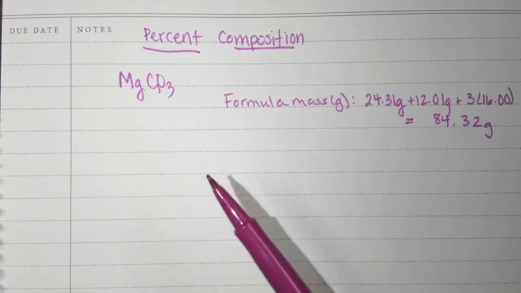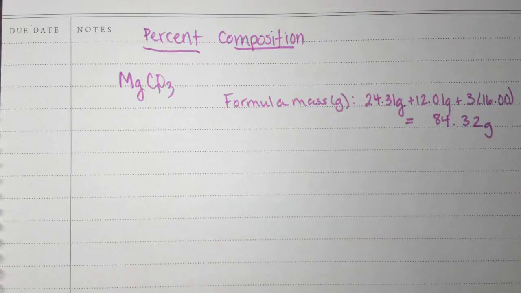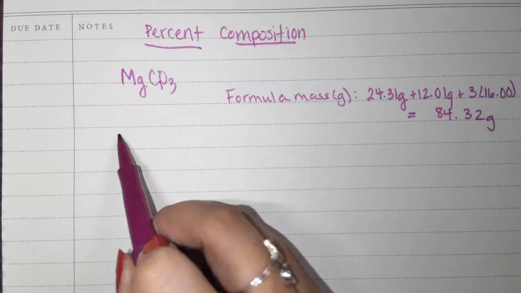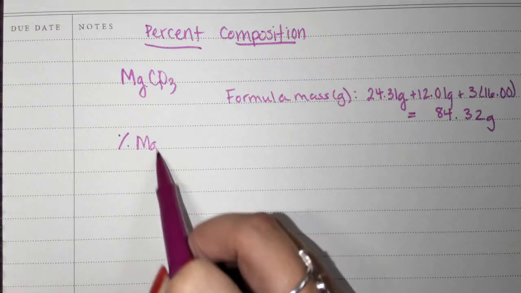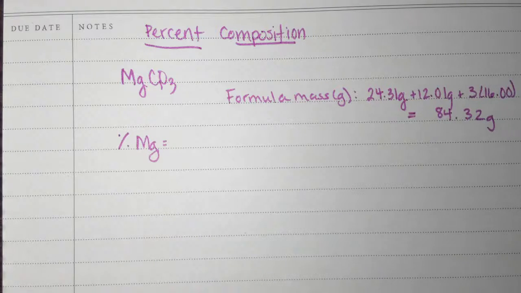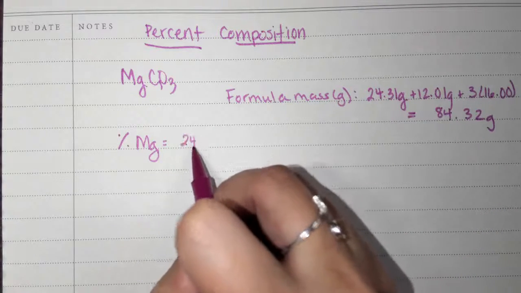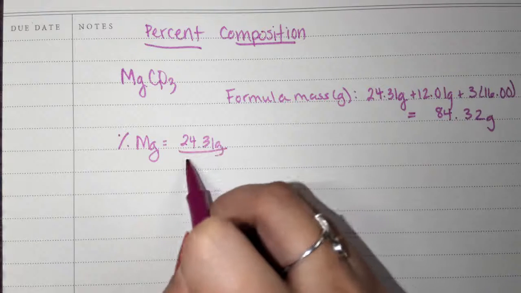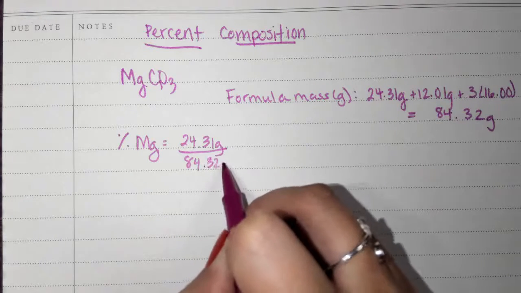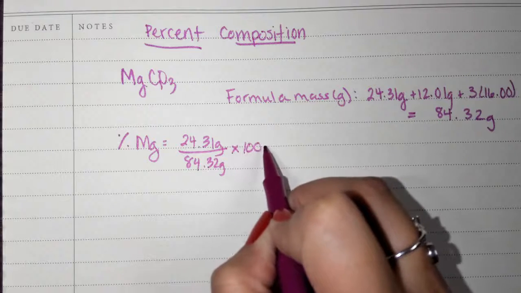Okay, so now I want to see how much is made up of magnesium, how much is made up of carbon, and how much is made up of oxygen within this particular compound. So I'm going to split it up. Okay, so I take magnesium, and it's just basically doing part over whole. It's like if you were looking at your grades. How many points did you actually get out of the total possible amount? So magnesium had a 24.31 mass, and I put it over the whole, 84.32, and I multiply it by 100 because we are looking at percentages.